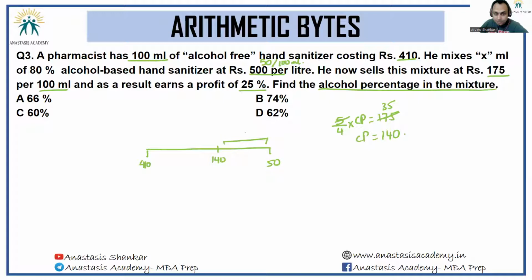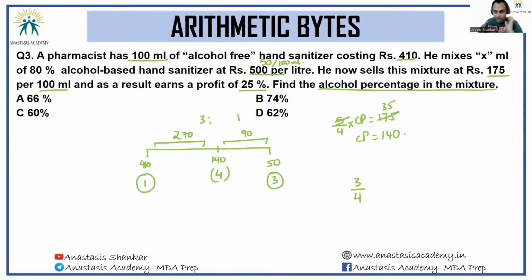So this is a gap of 90. This is a gap of 270. The ratio of the gaps is 3:1. Or 1 unit of this expensive sanitizer is used and 3 units of this less expensive sanitizer is used. Out of 4 units of the mixture, 3 units come from the second mixture. So 3 by 4 of the total mixture comes from the second mixture.